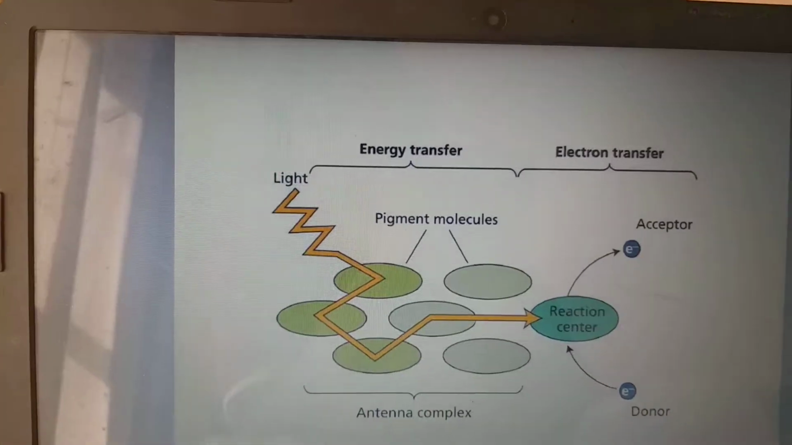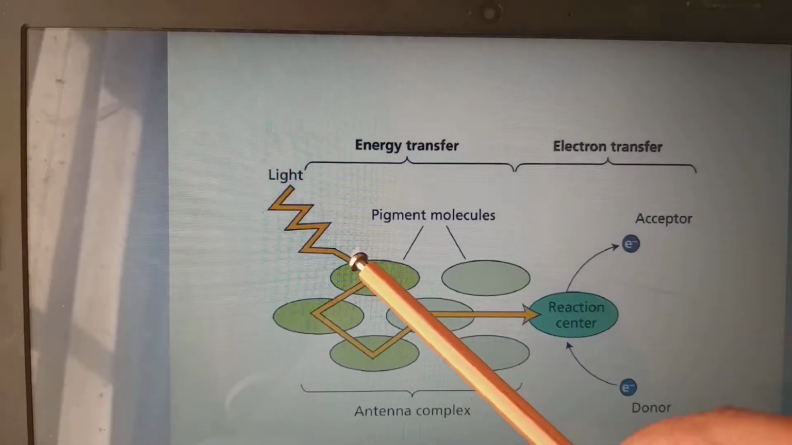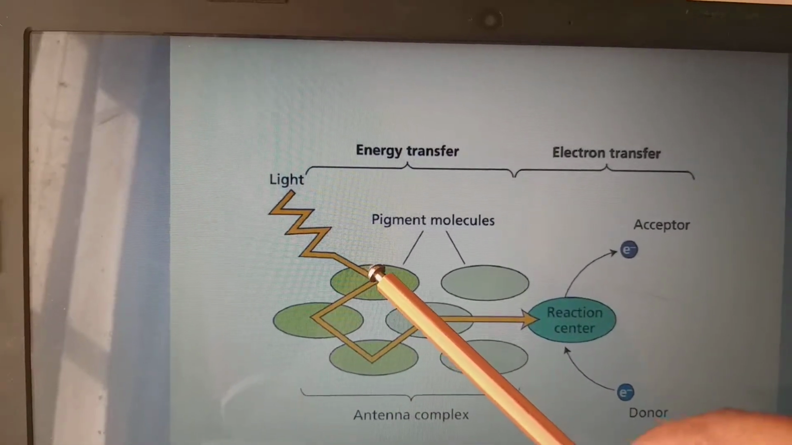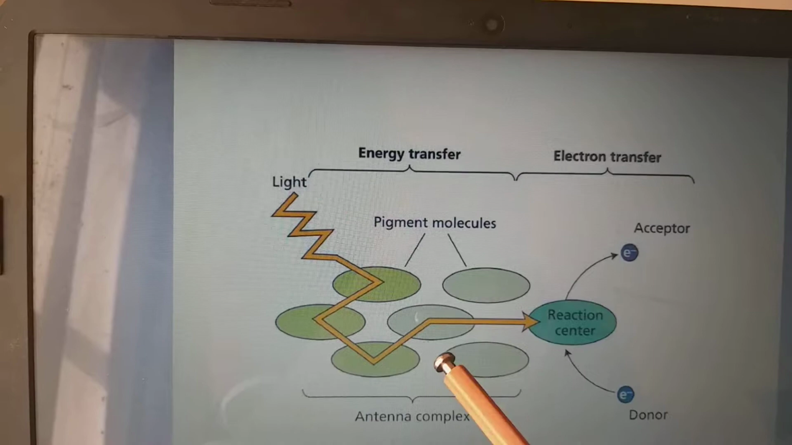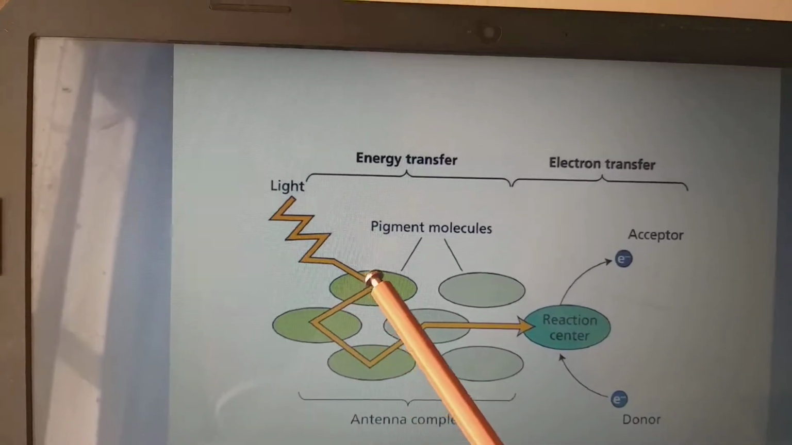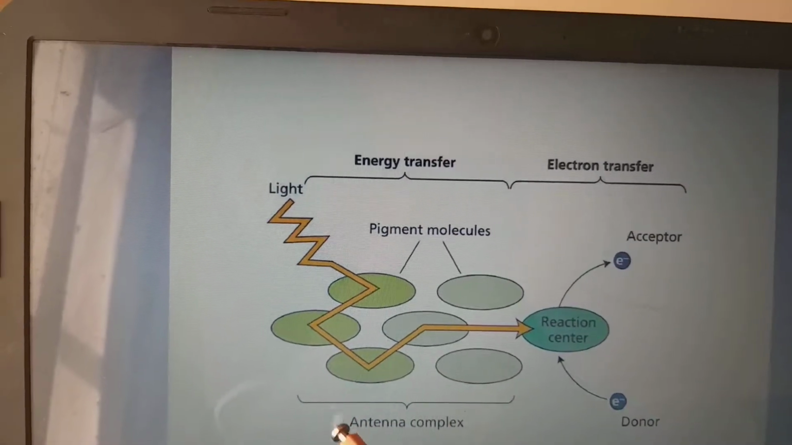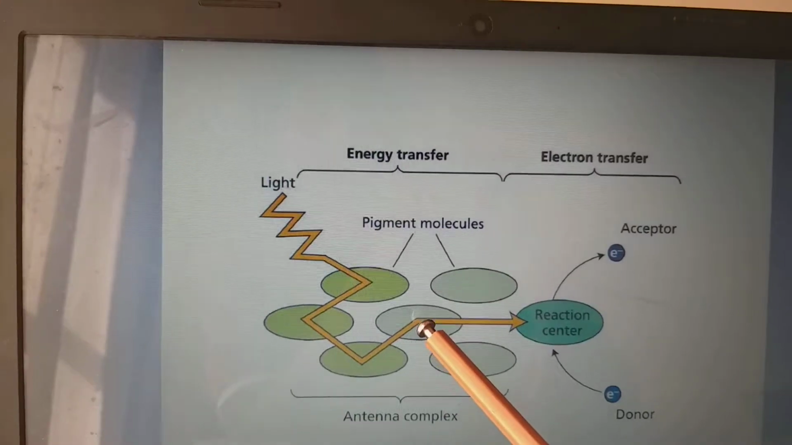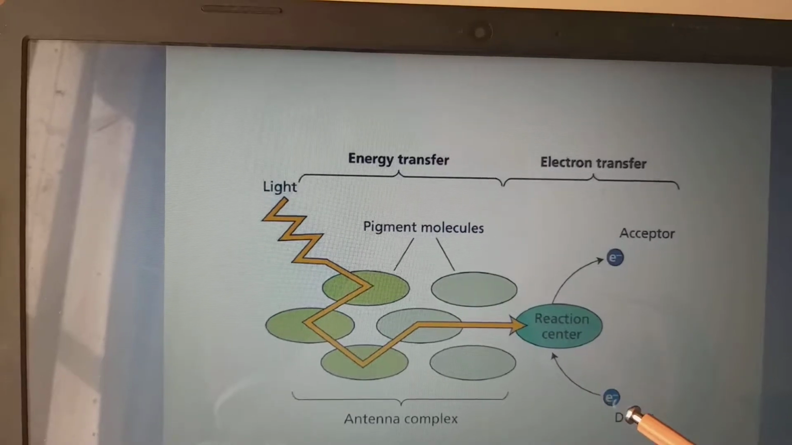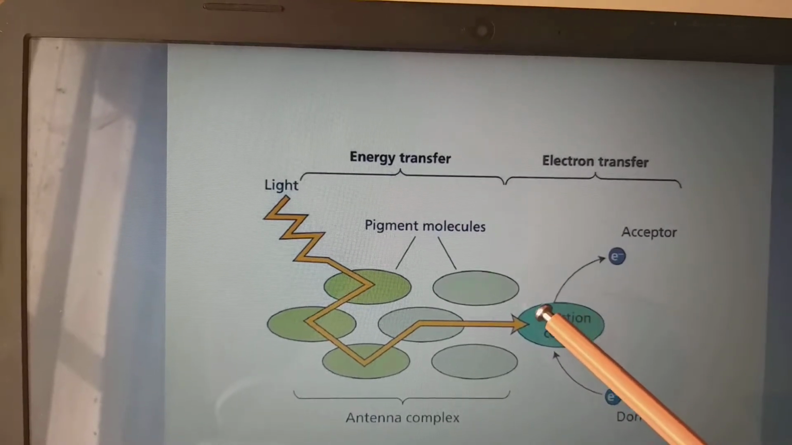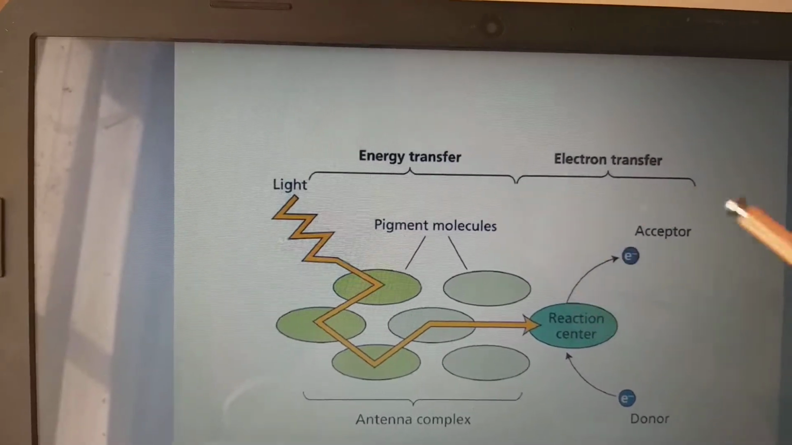Coming to the energy transfer. First, the light will hit the pigment molecules. We have the antenna complex, where light hits one pigment and goes to another. The pigments are arranged in the form of a photosystem, as we have already seen in the previous slide. It passes from one pigment to the other like an antenna complex. This whole thing we call the antenna complex, and it will go to the reaction center. When hitting the reaction center, the electrons will be donated to the reaction center, and from the reaction center this electron will be accepted by another acceptor. So this is the electron transfer system.